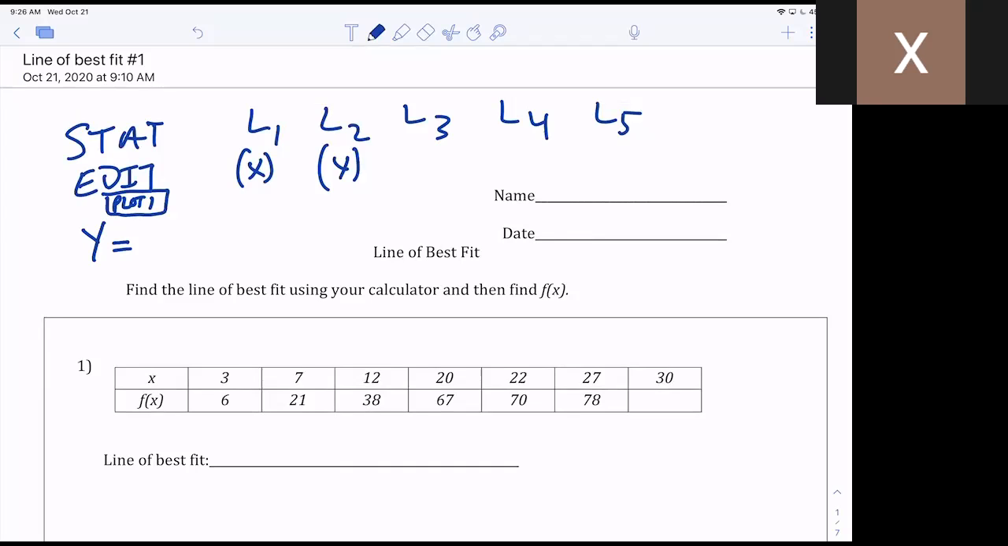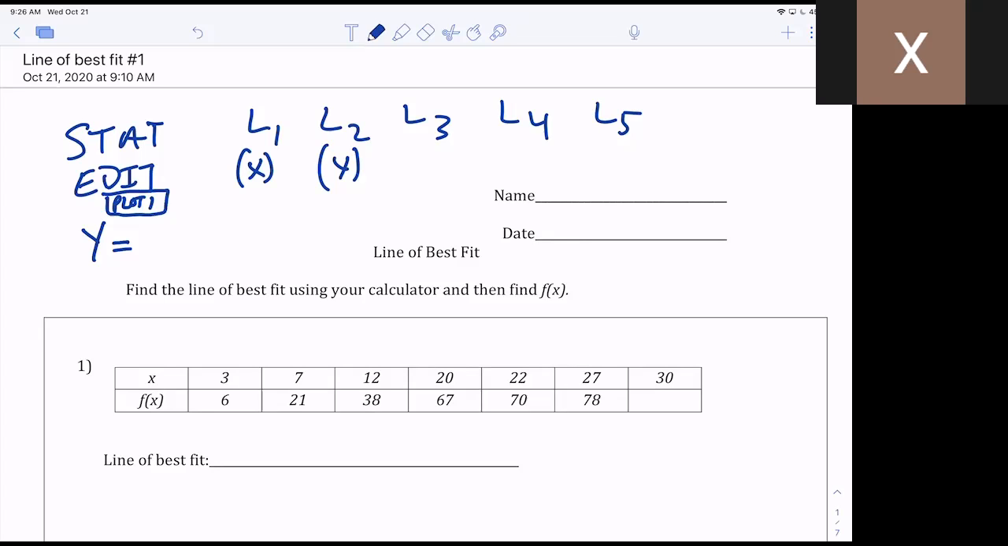Now go back to Y equals, because Austin told me that some of you have been graphing lines. Delete all the lines. If it didn't turn gray, you have to hit the enter button. I want plot 1. Does this say plots on?